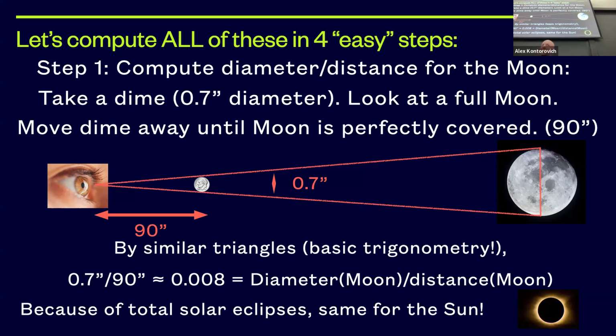Okay, does that make sense? So this is the amazing thing about trigonometry: measuring things you can't touch. I can touch a dime. I can measure the dime. I can't touch the moon.